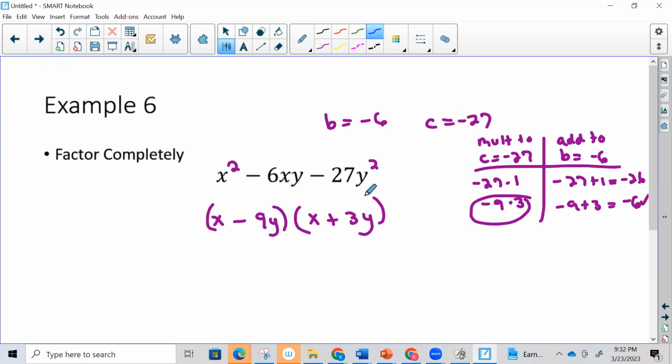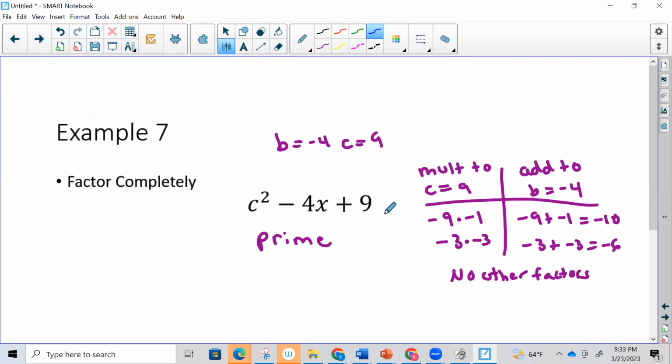This one is in the correct format. It has a y squared, an x squared, and xy. So I need what multiplies to -27 and adds up to -6. Again, -27 doesn't have a lot of factors. -27 and 1, which is -26, and then -9 times 3, which is correct, -6. And so don't forget to put the y in the second term because of the y squared. So it's x minus 9y times the quantity x plus 3y.